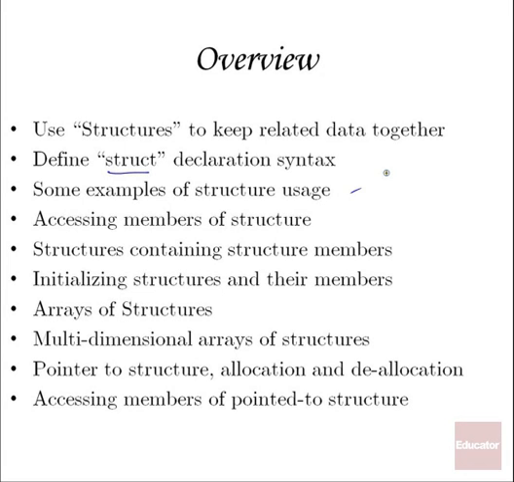We're going to cover some examples. How to access members of a structure. Once you get the data into the structure, how do you get the data out? We can have structures that contain other structures. We want to get to those members. How do we initialize the structures? We get an array of structures, multi-dimensional arrays of structures, pointers to structures, allocating and deallocating them. We get the memory from the heap, put it in the structure. When we're done with it, put it back. And accessing members of the pointed-to structure.